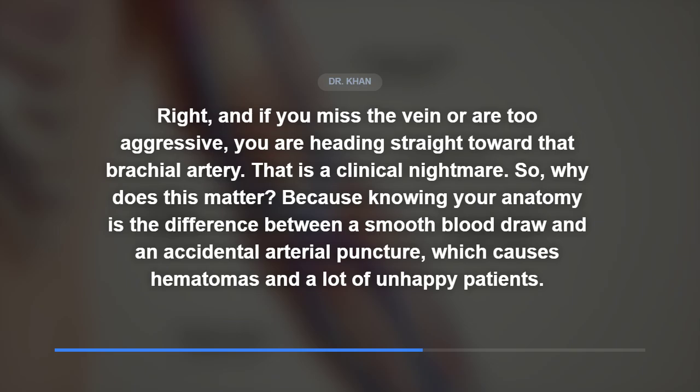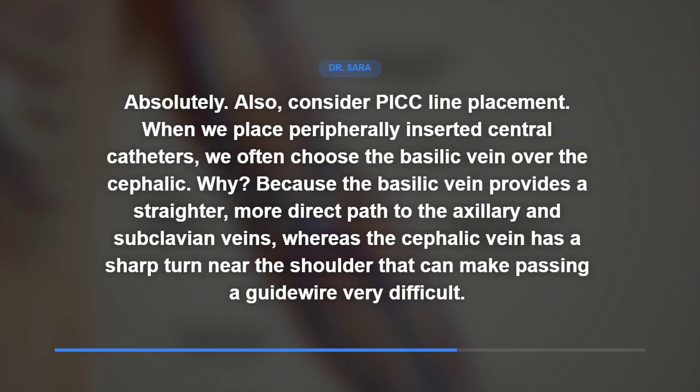Right, and if you miss the vein or are too aggressive, you are heading straight toward that brachial artery. That is a clinical nightmare. So why does this matter? Because knowing your anatomy is the difference between a smooth blood draw and an accidental arterial puncture, which causes hematomas and a lot of unhappy patients.